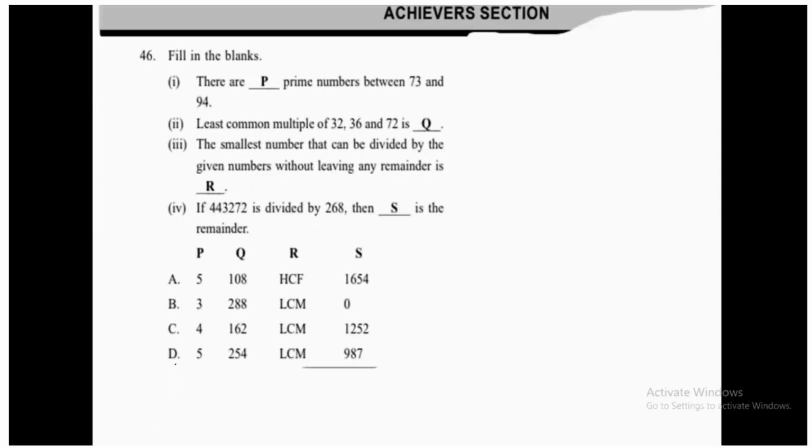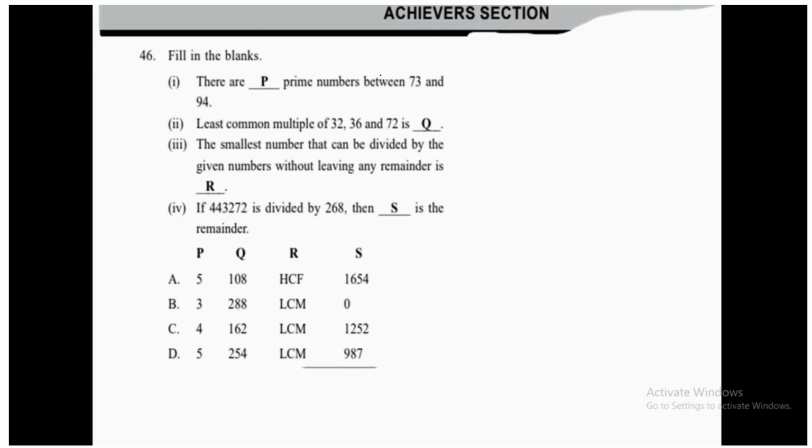To the next question. Now we have our next section, which is the achievers section. So here is question number 46. Now here we need to fill in the blanks. There are dash prime numbers between 73 and 94. We need to check how many prime numbers there are between 73 and 94.